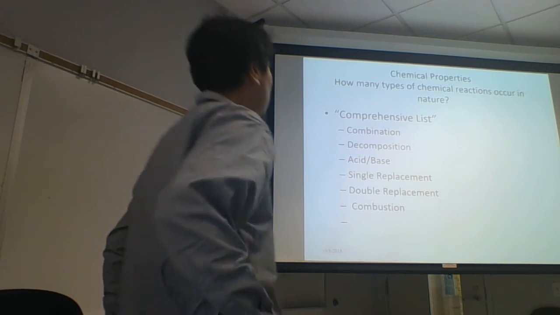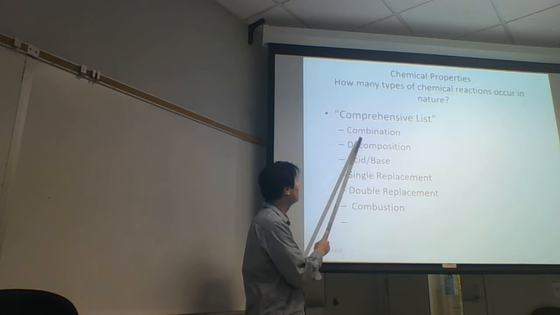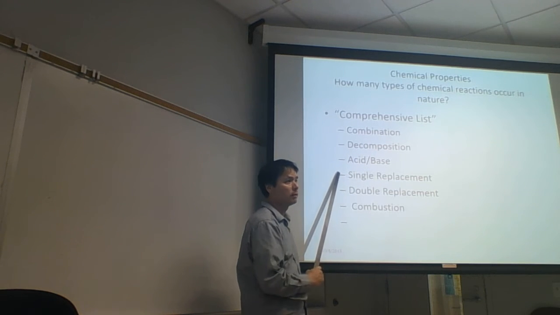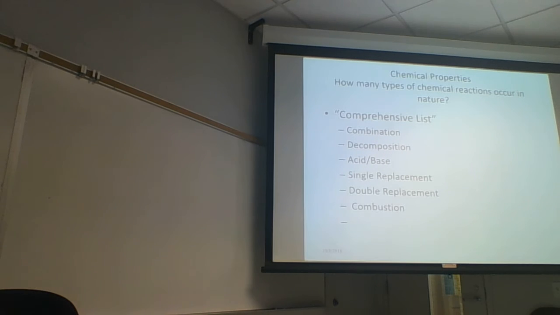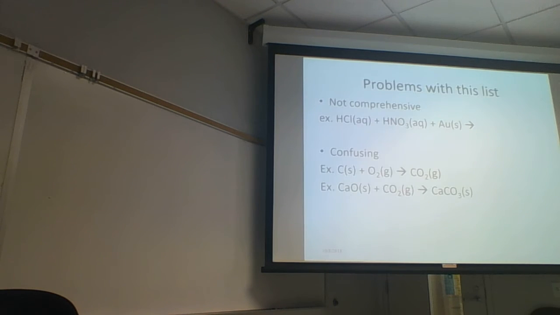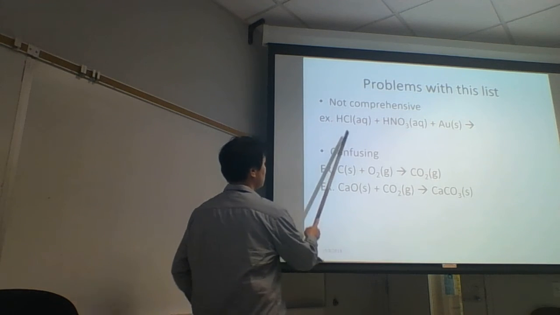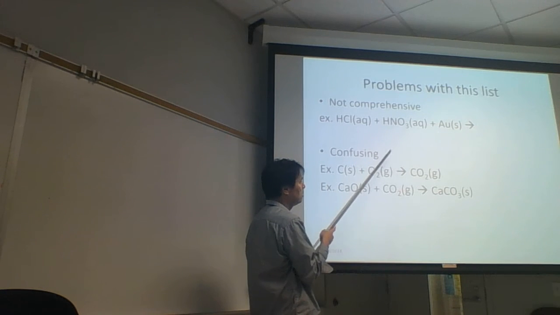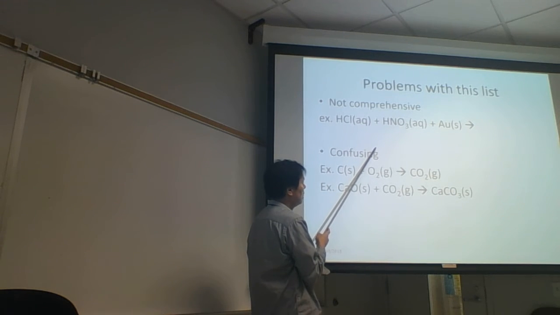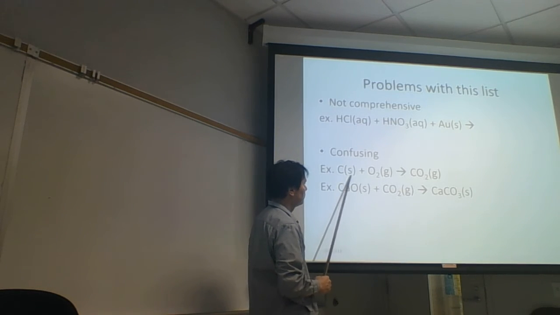So we're talking about the chemical properties here. If you look at the chemical properties in the book, there are a lot of them, a long list of them. But what we're going to do is skip those, and break down the chemical properties into just 3 types. But you know, the list is not comprehensive. So, for example, if you have a reaction like this, it doesn't fall into one of their categories. And 2, the list is a little bit confusing.